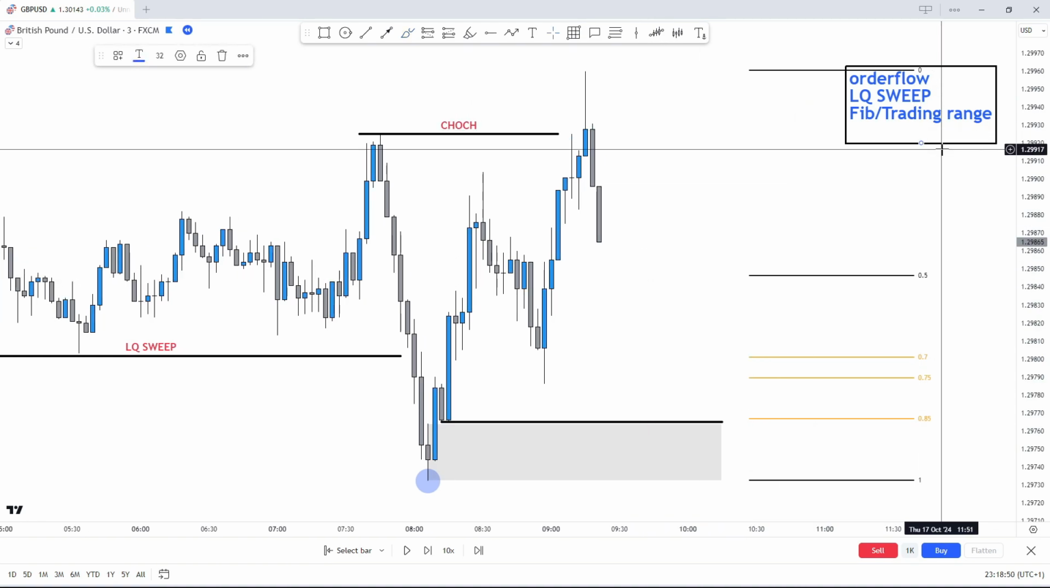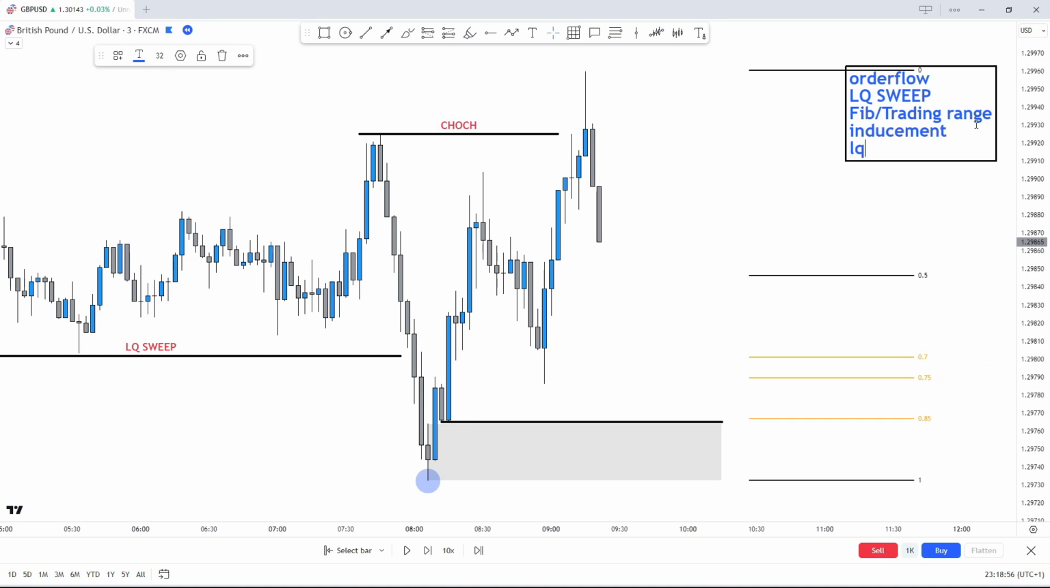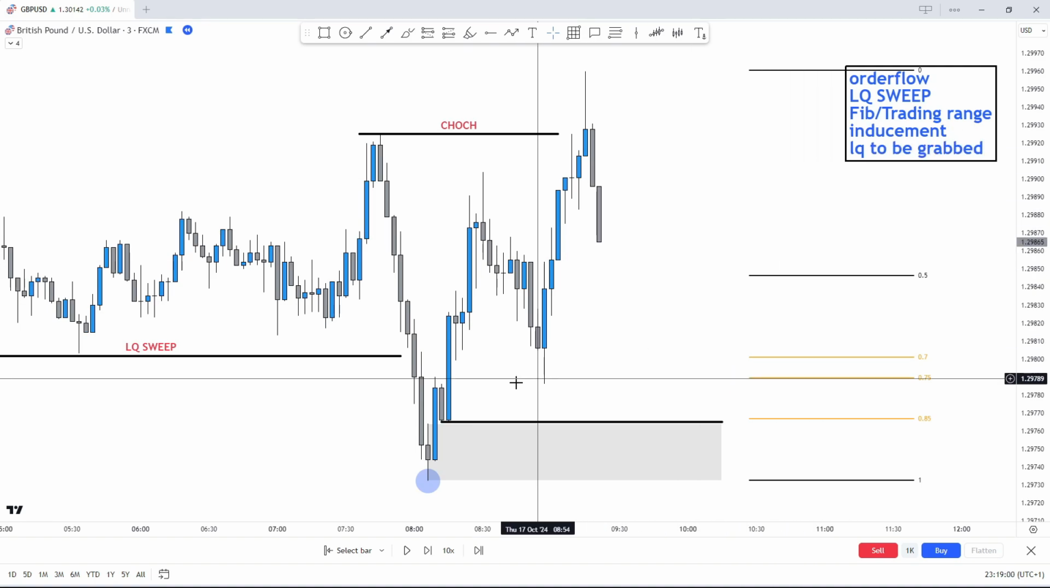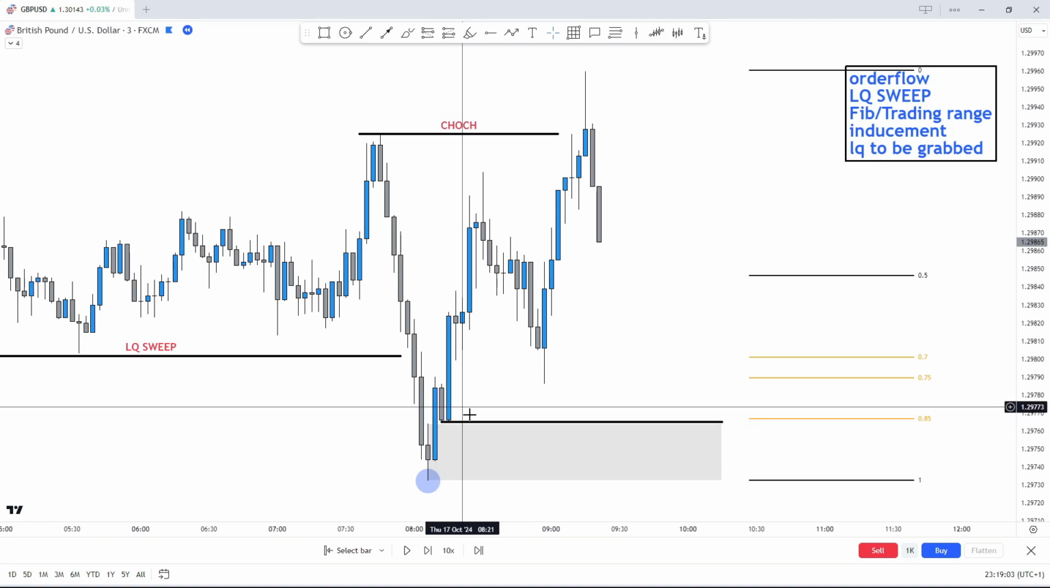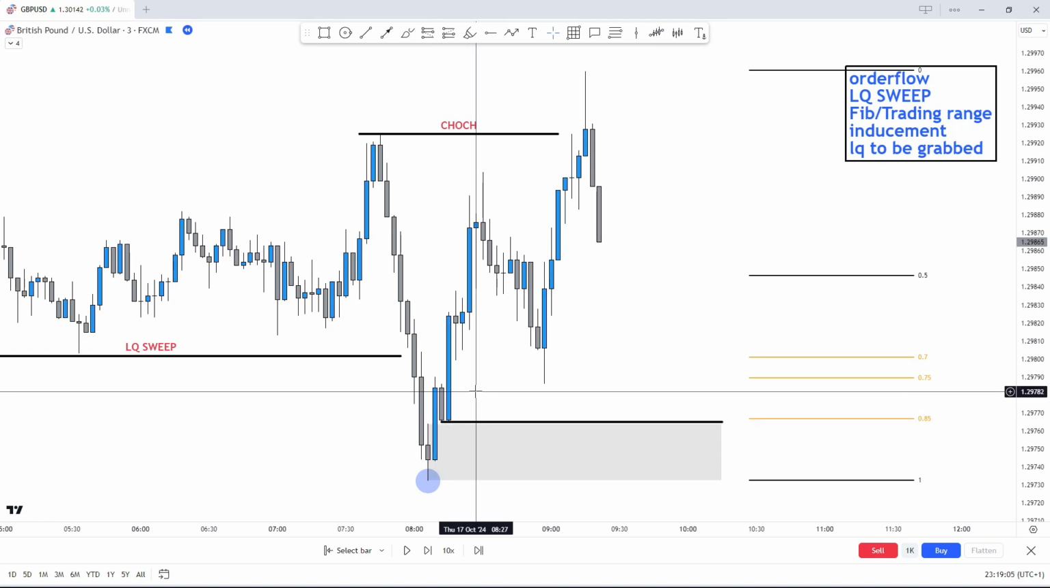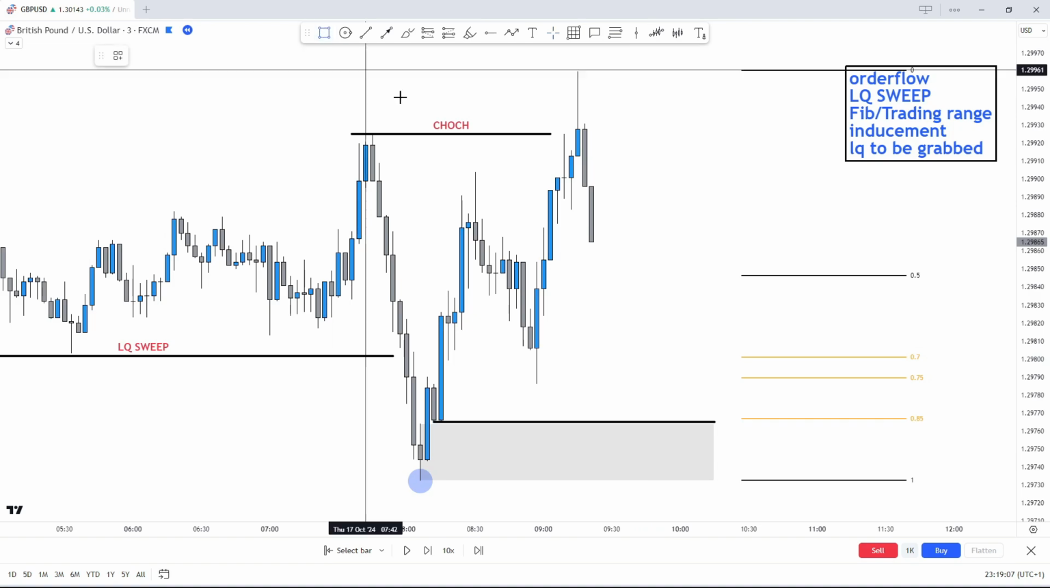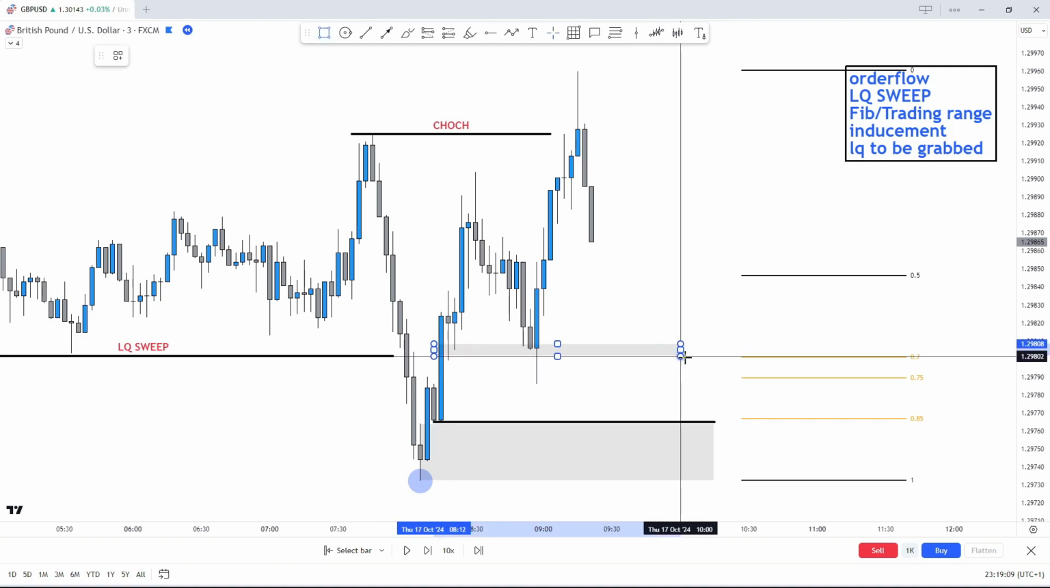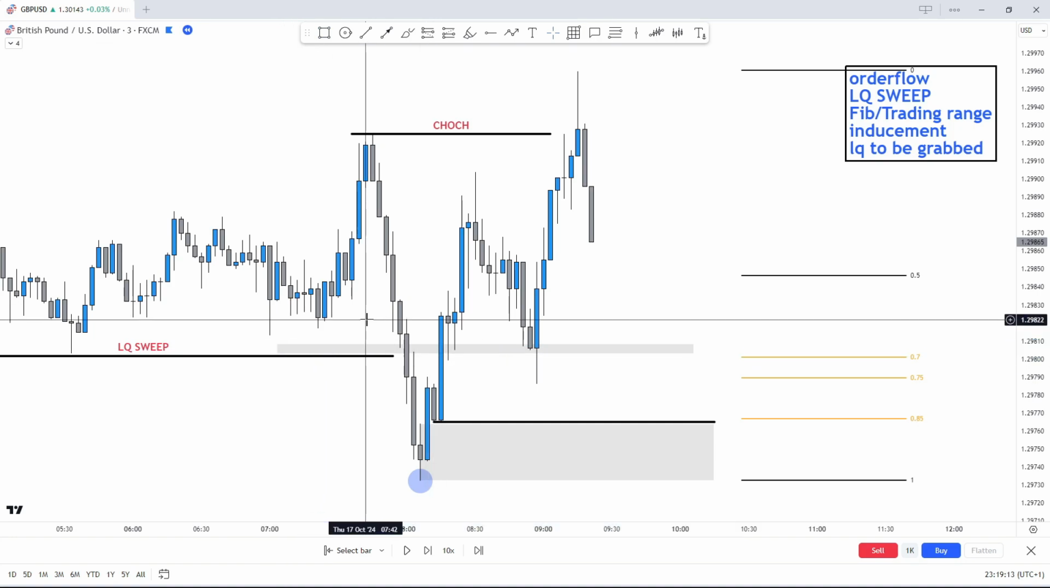Also, we can mark up inducement, our liquidity to be grabbed. You can see here we also have that double low, the same place as where the inducement is. This is probably going to happen quite often to you guys when you're trading. Your inducement and your liquidity to be grabbed will be at the same level. We also have this little support and resistance level over here, which you guys can see.